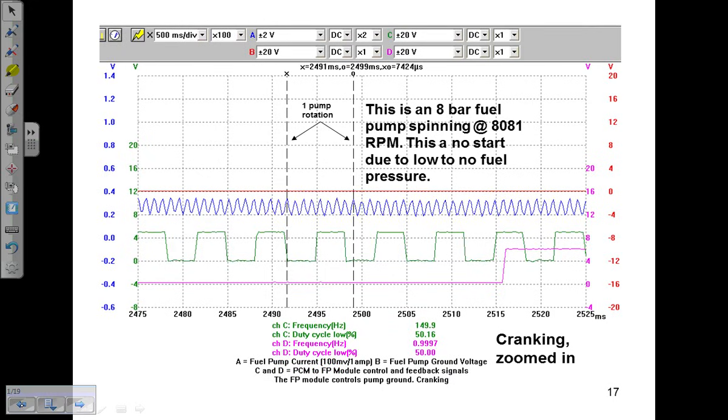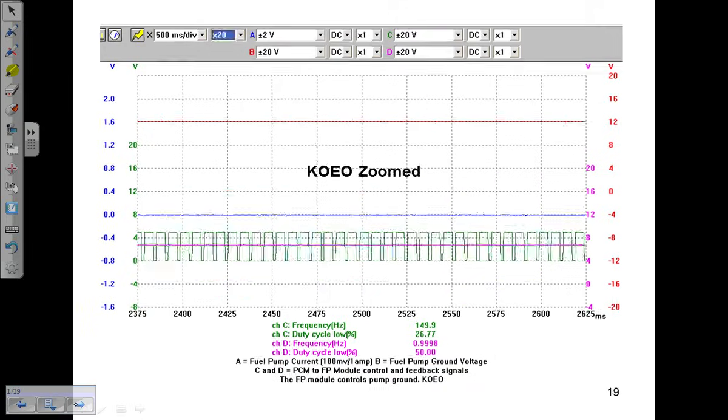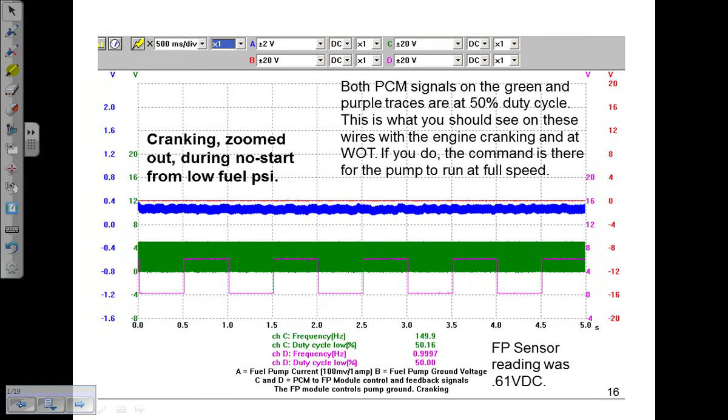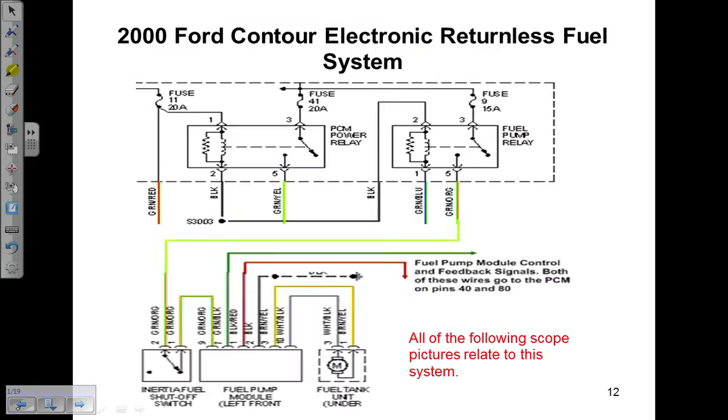Kind of a crazy system, but I got pressure in here and frequency and duty cycle, and I put these in here really just so if you guys ever run into one of these, you'll have some kind of idea of what you should be seeing on these wires. And it pretty much walks you through where I'm connected on it, so you can plug them in. All those pictures are going to apply to this diagram here on page 12.